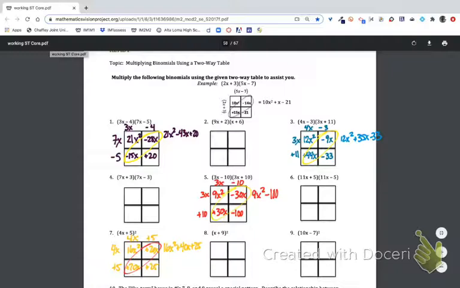For number 9, one more time, it's the same process. 10x minus 7, 10x minus 7, and we multiply. We will combine our like terms. And you should end up with 100x squared minus 140x plus 49.